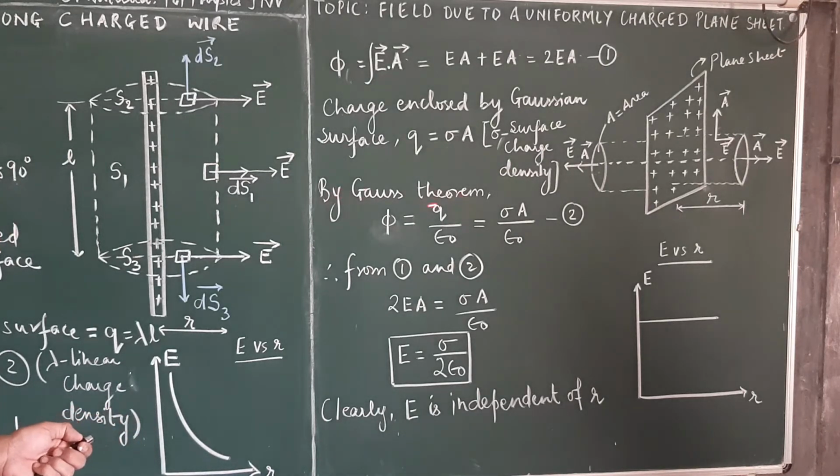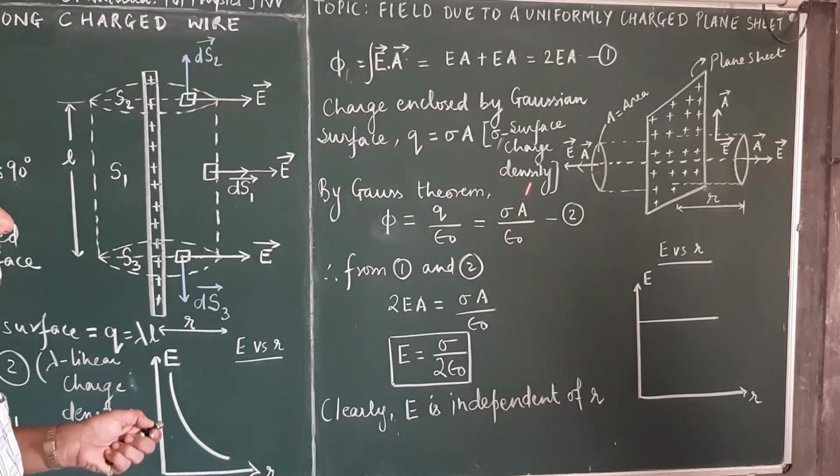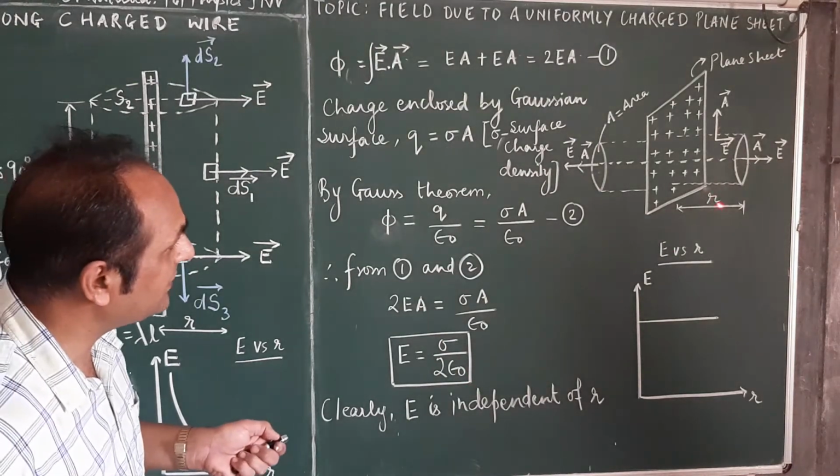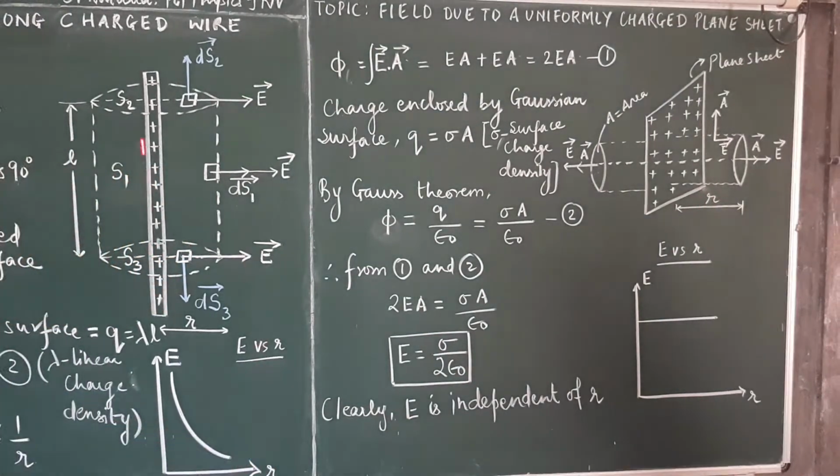Now we know Gauss theorem, that is electric flux is 1 upon epsilon times the charge enclosed by this surface, and the charge enclosed is sigma A. So we write phi equals sigma A upon epsilon naught. From 1 and 2 we see the left hand side is the same, so equating the right hand sides, we have 2EA equals sigma A upon epsilon naught. We bring down this 2, and A gets cancelled out, so E equals sigma upon 2 epsilon naught. Now here we are not getting this R, whereas in this we got R.